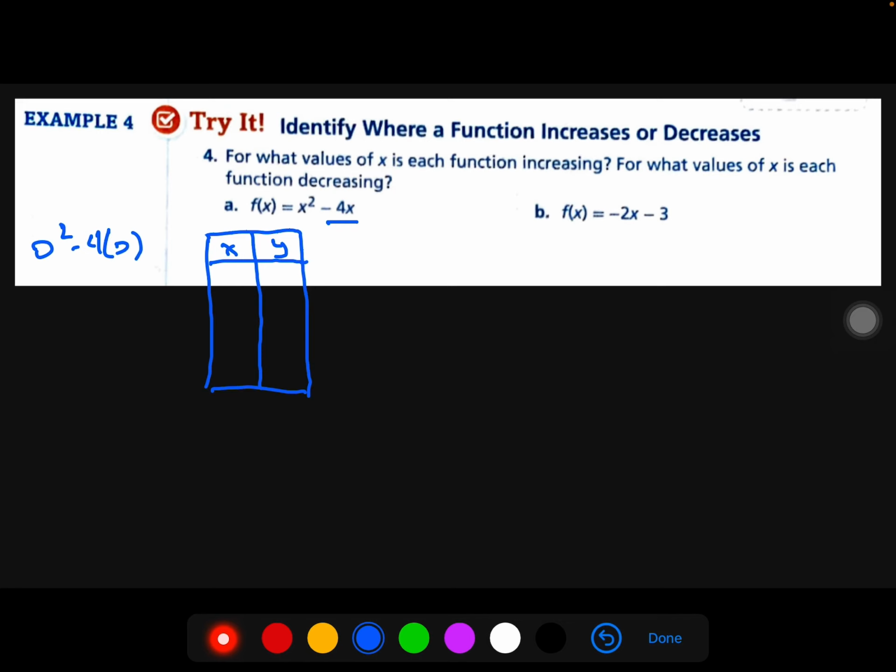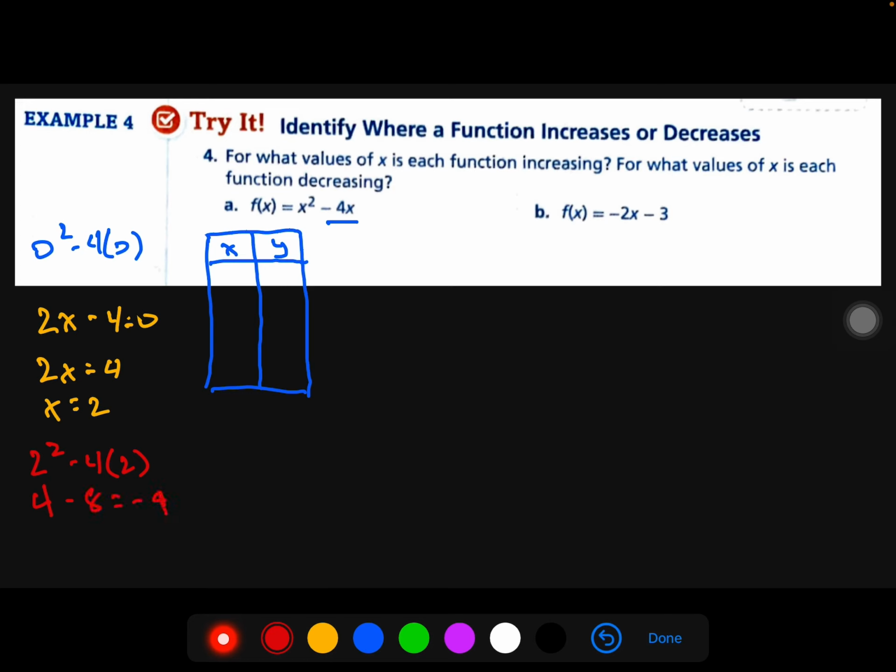I'm going to do the first derivative here just to see what we get. 2x minus 4 equals 0. This is going to be our vertex. 2x equals 4, x equals 2. Then plug that back in. We get 2 squared minus 4 times 2, or 4 minus 8, or negative 4.